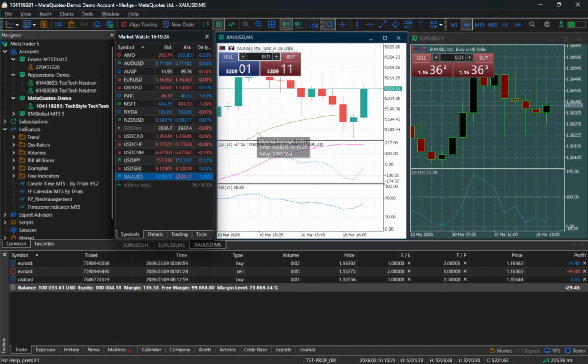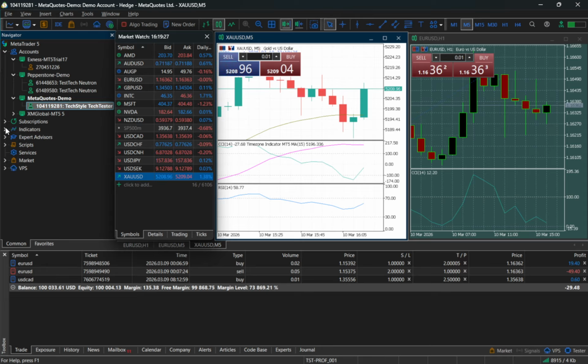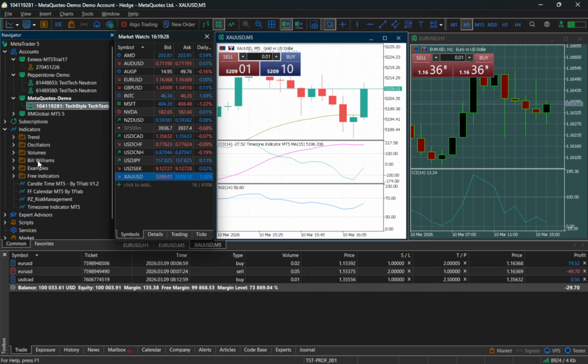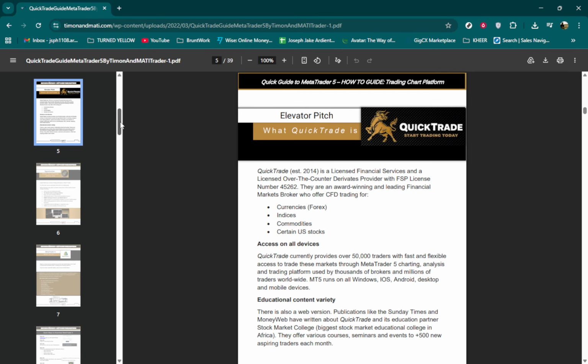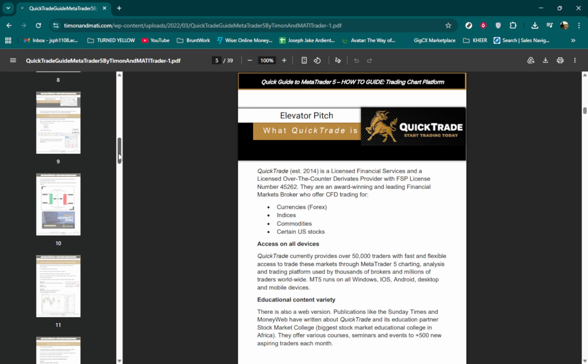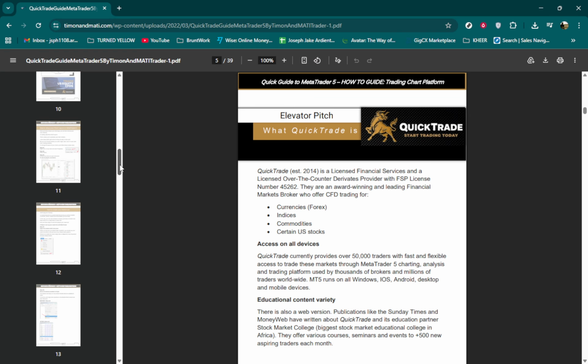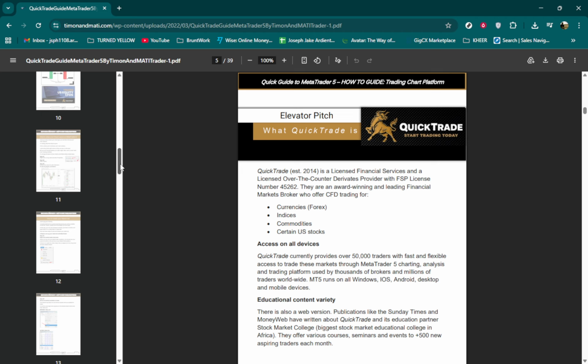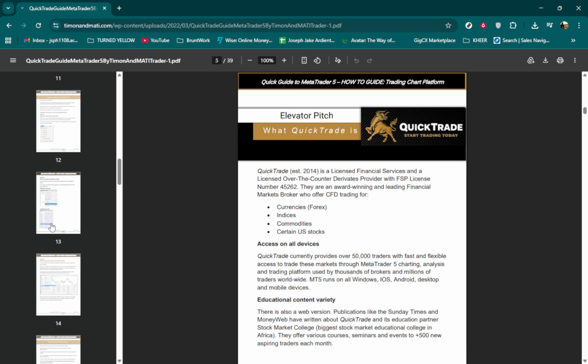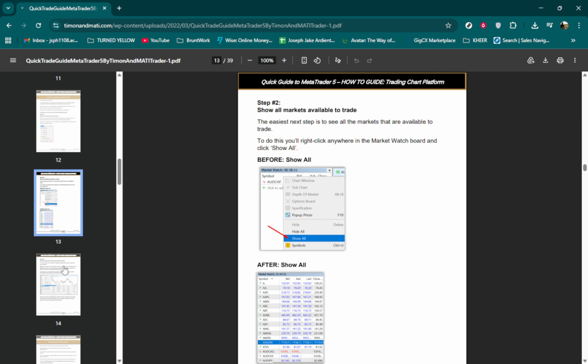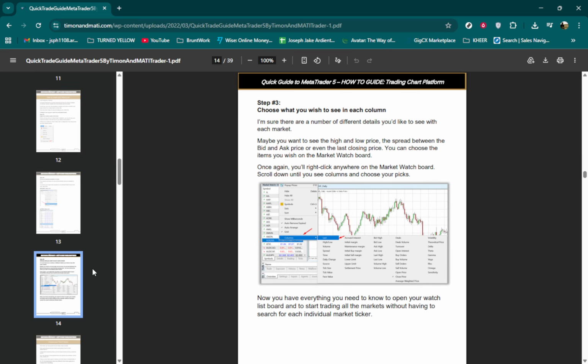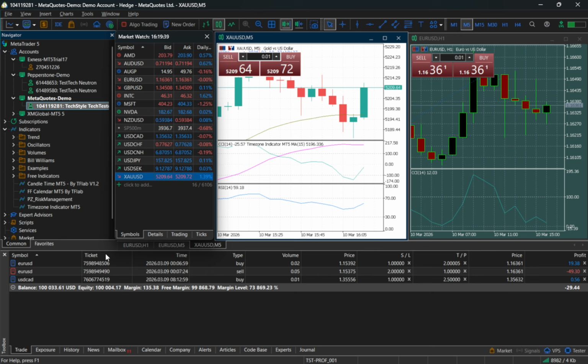The guide also introduces popular indicators included in MT5. A moving average smooths price to highlight the trend. RSI measures momentum and can help you spot overbought or oversold conditions. MACD shows trend and momentum shifts using lines and a histogram. Bollinger Bands expand and contract with volatility, helping you see when price stretches away from the mean. Start with one or two indicators that match your style and avoid cluttering the chart.